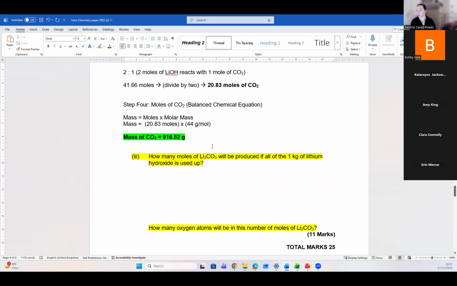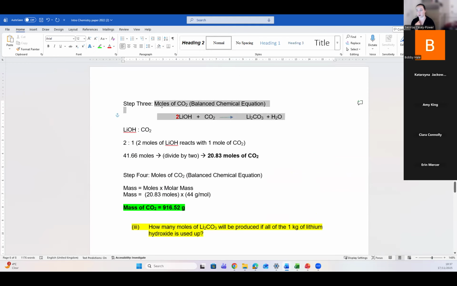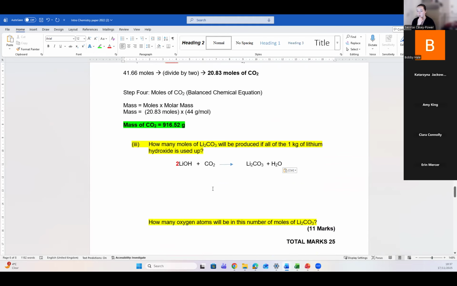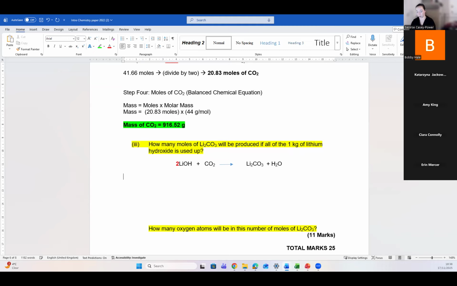It says how many moles of our lithium carbonate. So we're looking at our product now. I'm just going to copy our balanced chemical equation down so we have it. Will be produced if all of the 1 kg lithium hydroxide is used up. We've actually done an awful lot of the groundwork for this question up here. But as I said, you'll probably be hearing me saying this in your sleep now, it's calculating the molar mass of what you're working with.